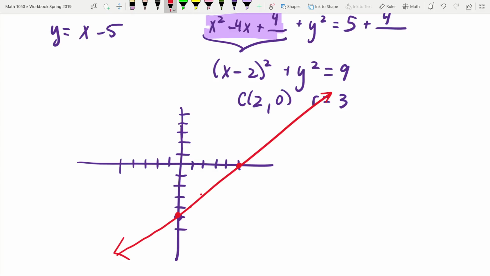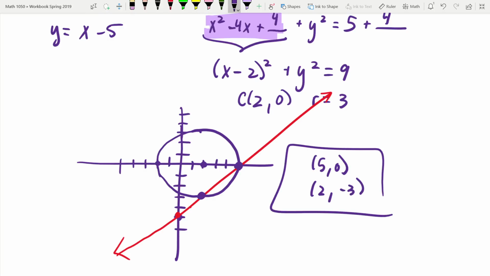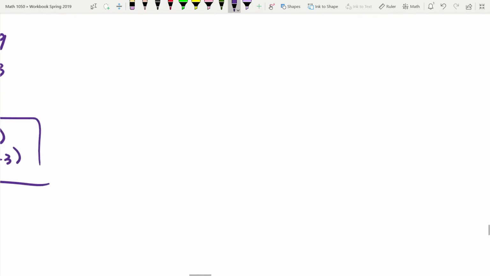Okay, now I'm going to go to the point 2, 0, which is right here. Then I'm going to go out 3 units in each direction, like that, draw it in, looks like that. There's an answer, there's an answer. So this answer right here is 5, 0. This one is positive 2, negative 3. Store them in, check them, done. Okay? All right, question 14.